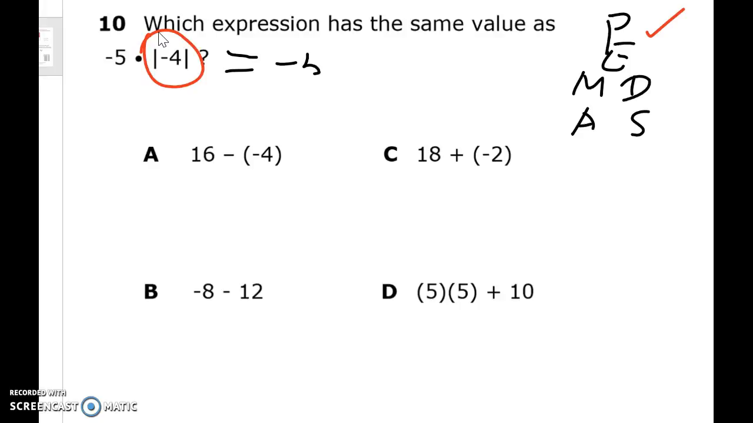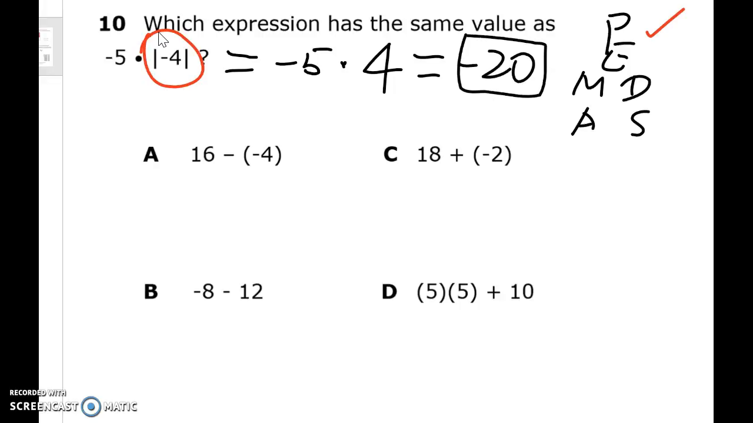So keep the rest, copy down. And then -4, its absolute value is always positive. So that would be +4. So now -5 times +4. Different signs, the answer will be negative. And now 5 times 4 is 20. That's the value we're going to search for. So let's go to every single choice.